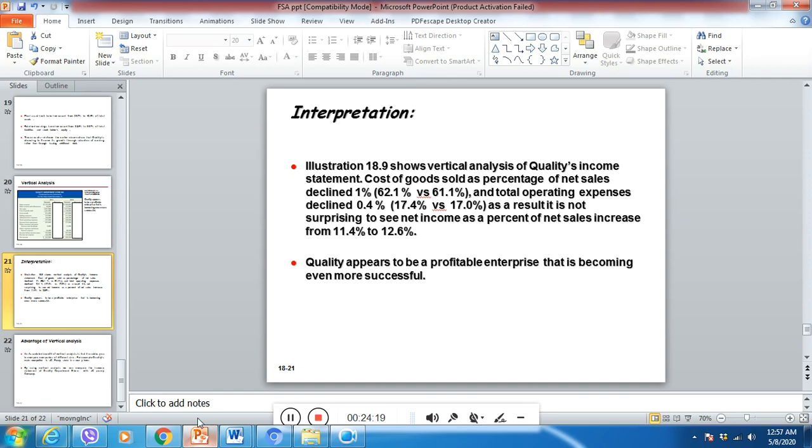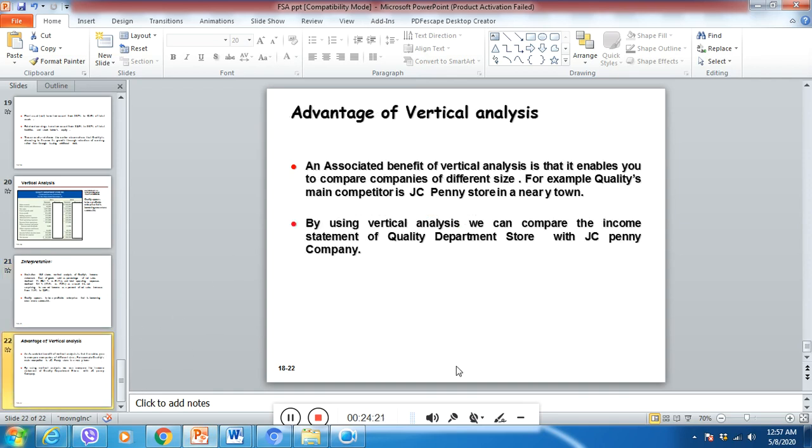And at the end, the last slide, that is the advantage of vertical analysis. There is just one big advantage. I read it: an associated benefit of vertical analysis is that it enables you to compare companies of different size. For example, let's say Asia Cell and Korek. You want to compare on the basis of vertical analysis, having the income statement, you will compare your position and the position of your competitor in the market. So this is just the one big advantage.